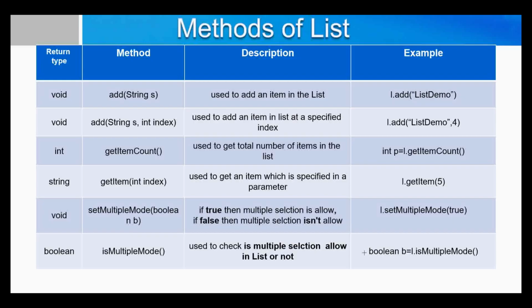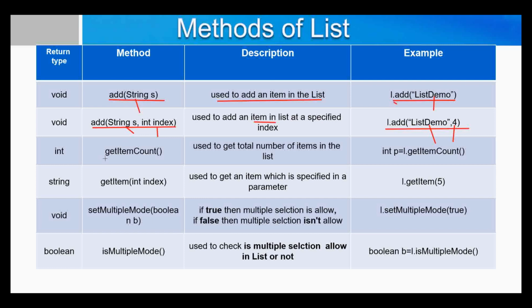Now let's see the methods of list. Our first method is the add method, which takes a string as a parameter and the return type is void. This method is used to add items in the list and can be used like this example. Here list demo is a string, and we will add this string in the list. The second method is add but with 2 parameters, a string and an integer, which is used to add an item in the list at a specified index. Here is an example in which we will add the list demo string at a specific location 4.